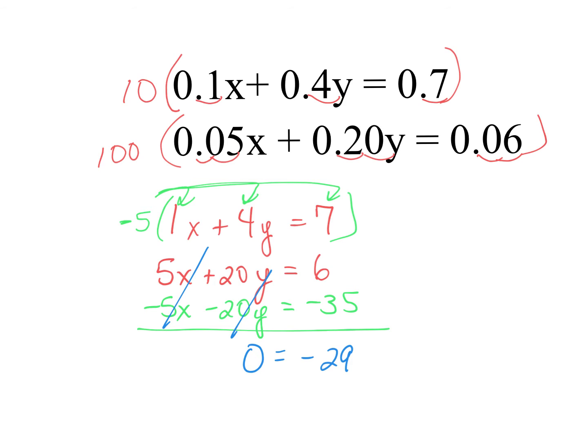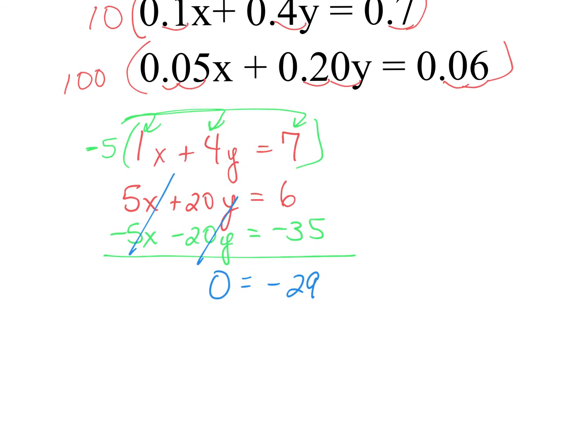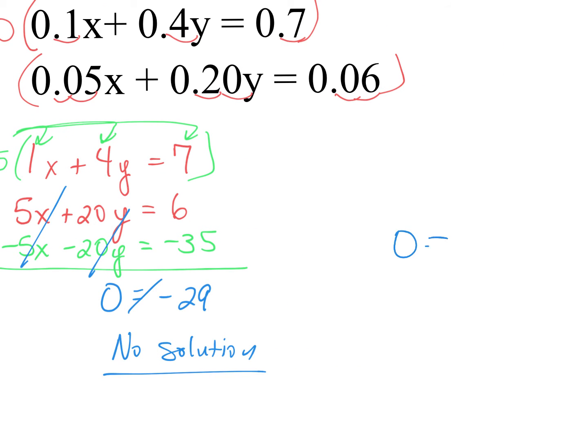Is that a true statement? Does 0 equal negative 29? No, that's not a true statement. So what would your answer for this one be? No solution. Now, no solution is when you have an untrue statement at the end. If your answer ended up like this, what is the answer here if it's 0 equals 0?